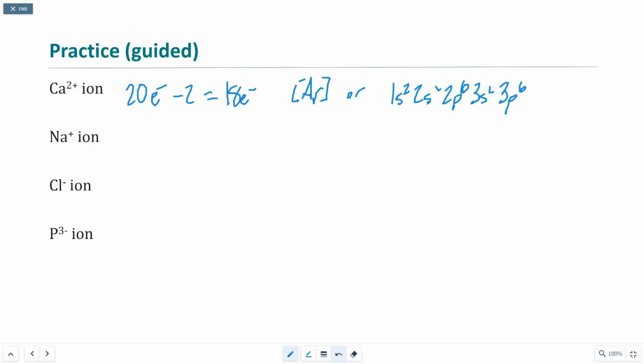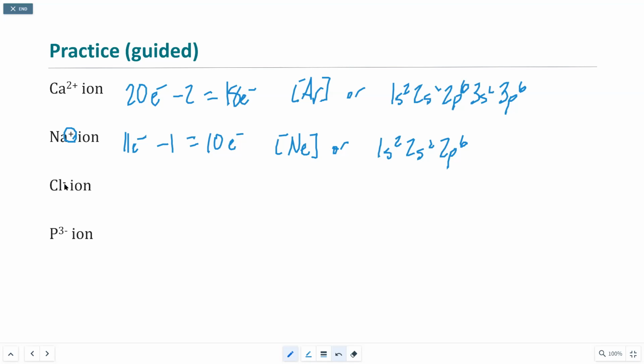For sodium ion, again, we're talking about a positive charge. Sodium has 11 electrons. If we take the 1 away, that would give us 10 electrons. That would be the noble gas configuration of neon, or in full form, 1s2, 2s2, 2p6.